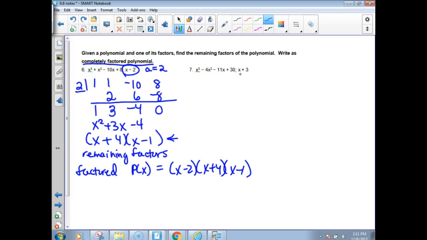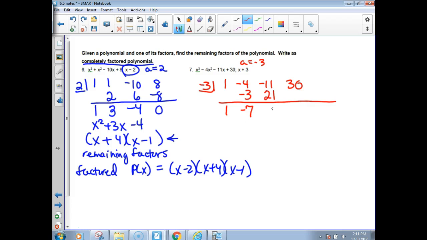Okay, one of the factors is x plus 3 on number 7. So we're going to divide synthetically by a being negative 3. Leading coefficients are 1, negative 4, negative 11, and 30. I start doing my synthetic division. So I've got negative 3 times negative 7, that'd be positive 21. Add vertically, we get 10. Multiply by negative 3, get negative 30. Add vertically and get 0.